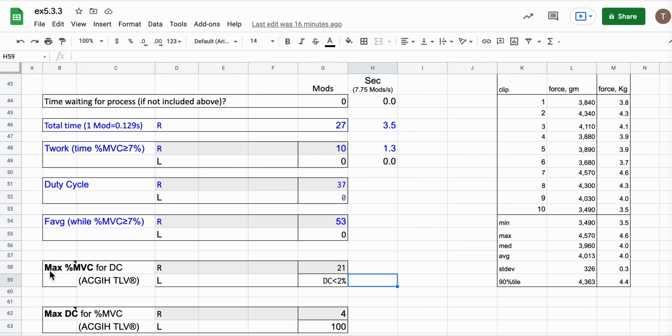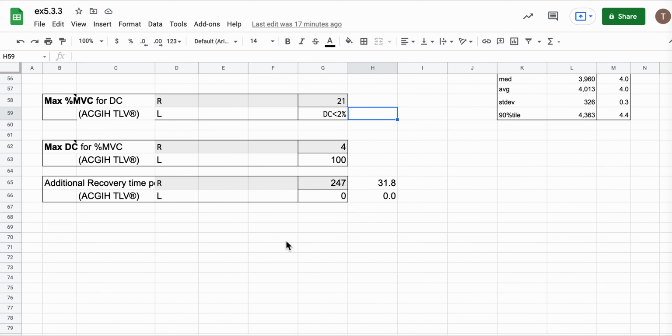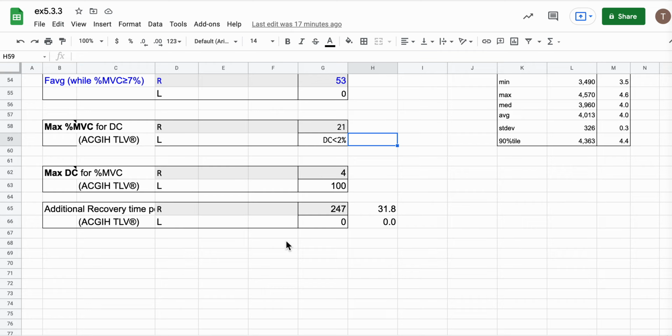So the maximum percent MVC for this duty cycle that would be considered acceptable would be 21%. Our maximum MVC was 53%, which is clearly well in excess of the recommended limits. Our maximum duty cycle for this percent MVC would be 4%, which is far less than the 37% that we observed. So we definitely need more recovery time in this operation. And it actually calculates this for us. If I scroll in the right direction, we can see the results here.